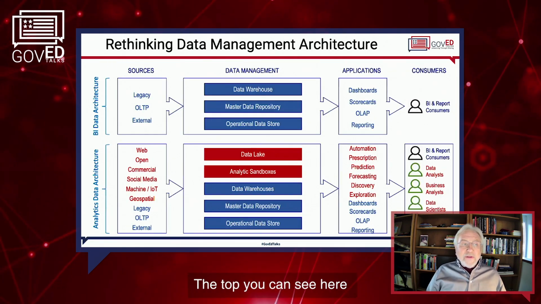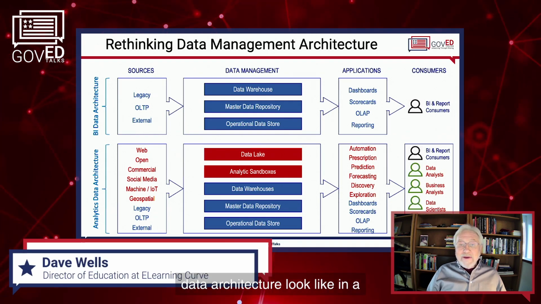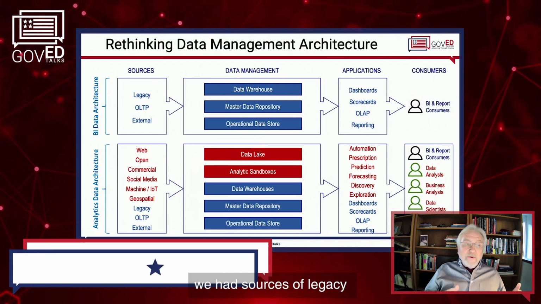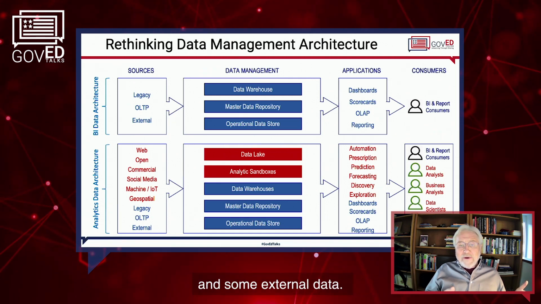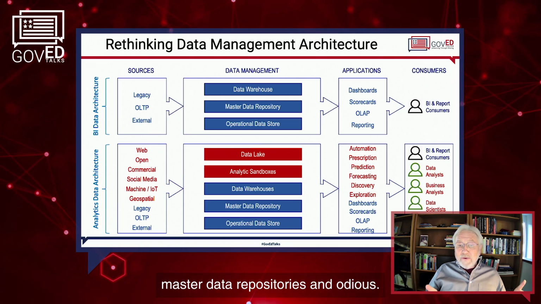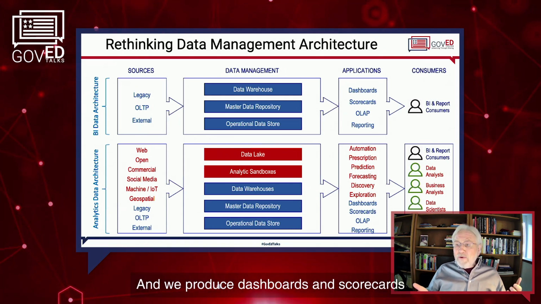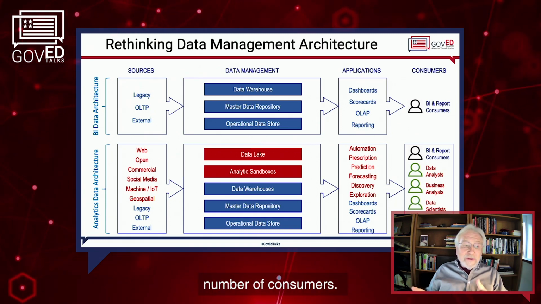So it's quite different. At the top, you can see here what a BI data architecture looked like in a 30,000-foot view in a sort of an abstract form. We had sources of legacy systems, OLTP systems, and some external data. We managed it in data warehouses, master data repositories, and ODS. And we produced dashboards and scorecards and OLAP and reporting to support a limited number of consumers.